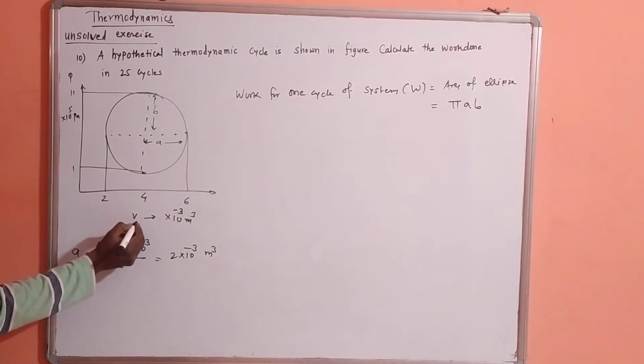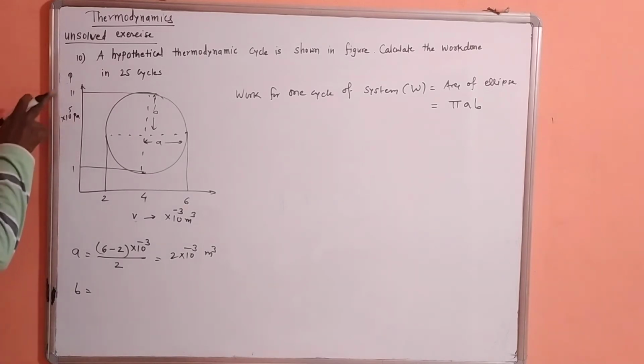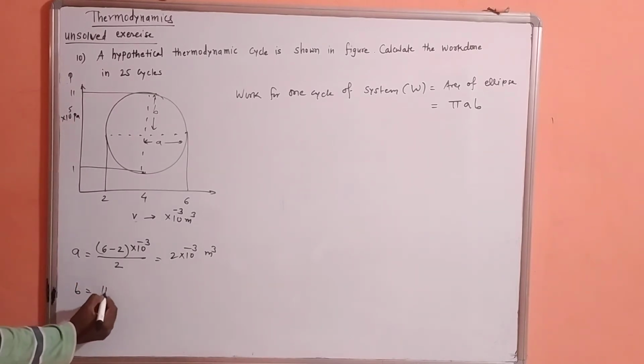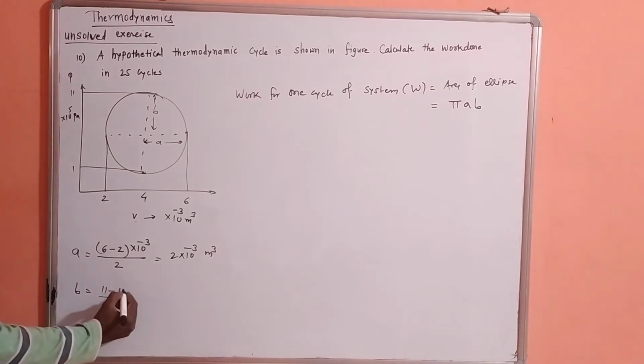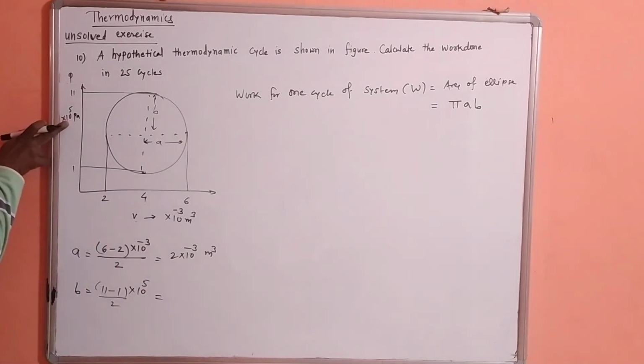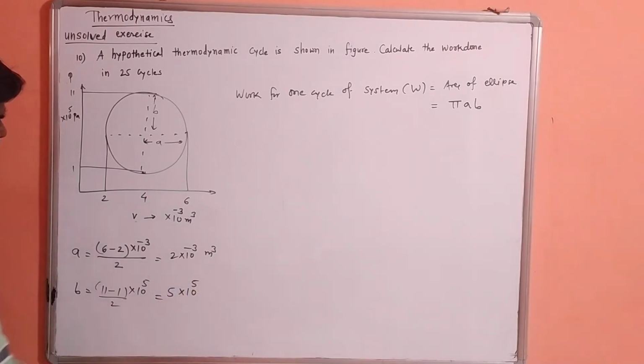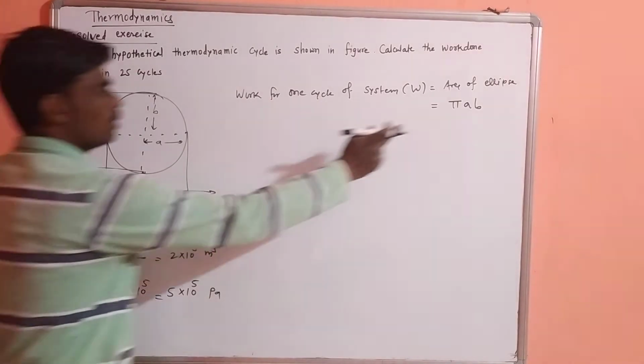So the x axis is V here, volume. Then along the y axis there is pressure. So the value of B we can find: final minus initial, (11 minus 1) divided by 2, semi minor axis, into 10 raised to power 5. This scale is given to you, 10 raised to power 5 Pascal. So 10 by 2, it becomes 5 into 10 raised to power 5 Pascal. Substitute the values of A and B to find the work done.